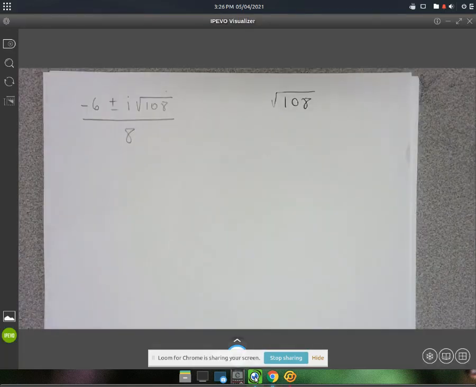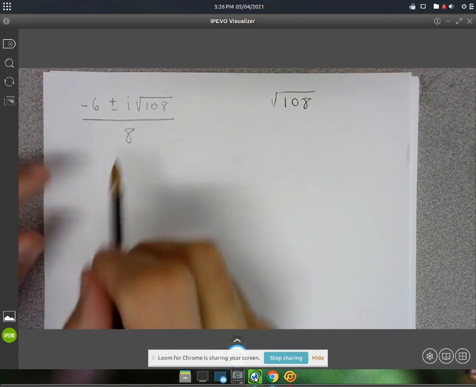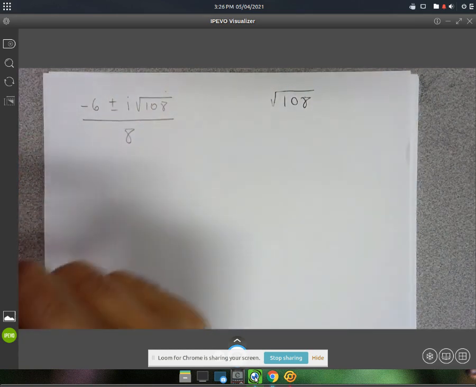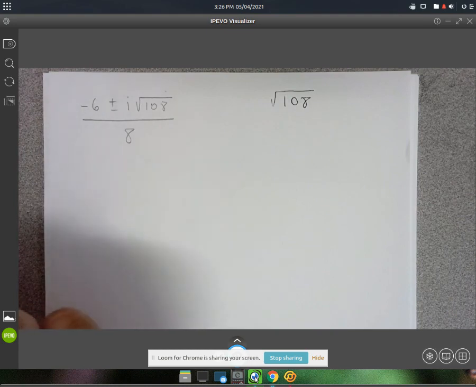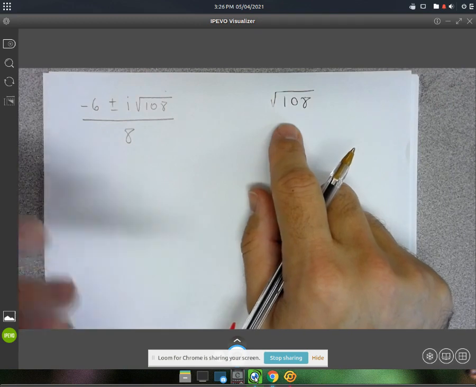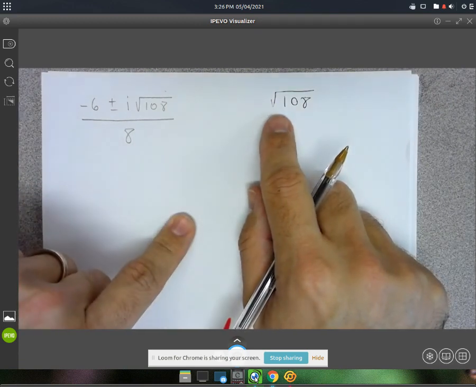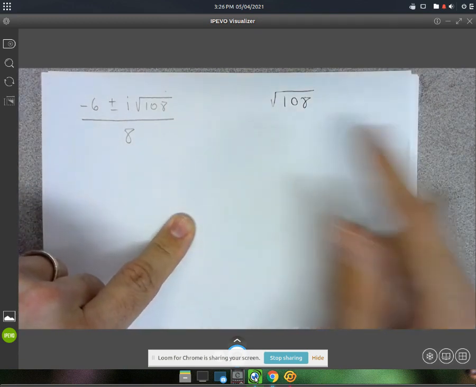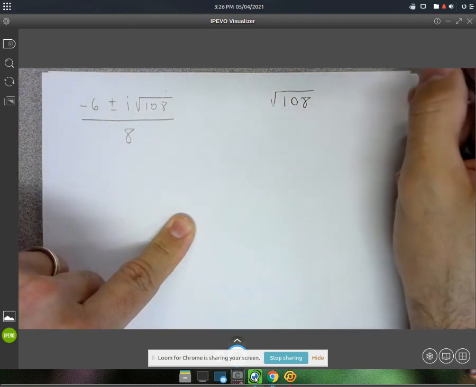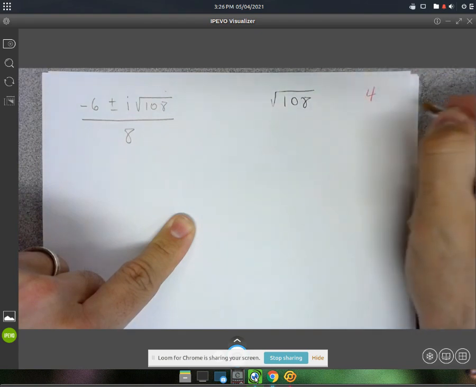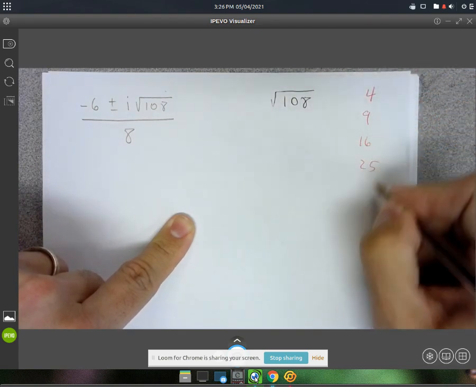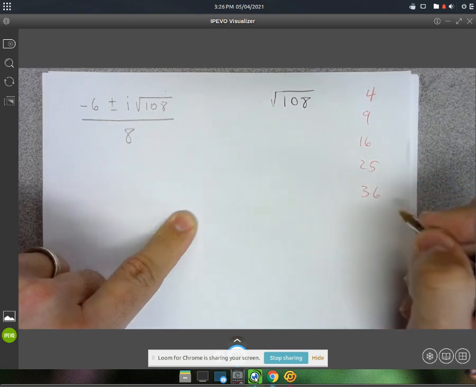All right, so there's a little bit more that you can do with answers like this. I want to make sure that you are aware of that. All right. So the square root of 108 can be simplified. The reason why is because there are perfect square factors that live inside of the 108. You might remember this from Algebra 1. So your perfect squares are 4, 9, 16, 25, 36, and so on.